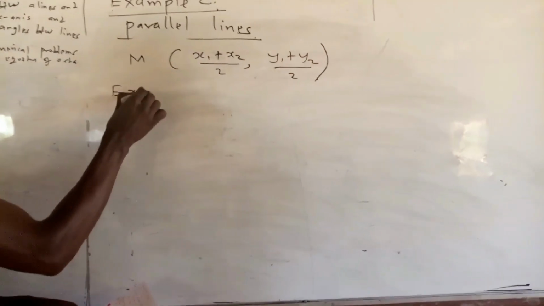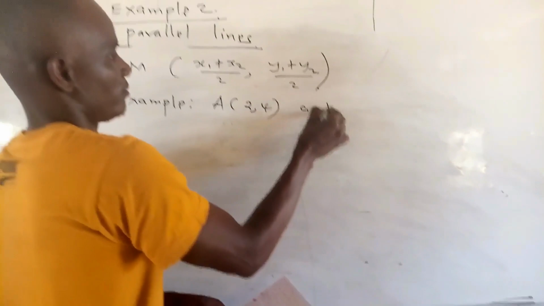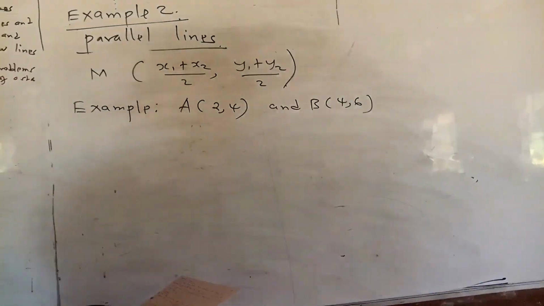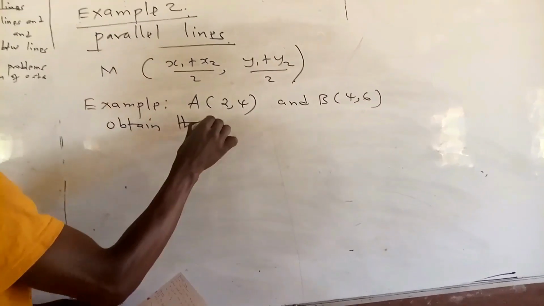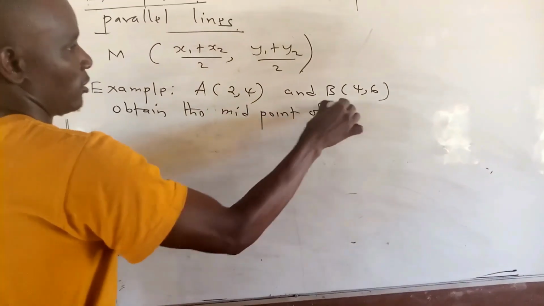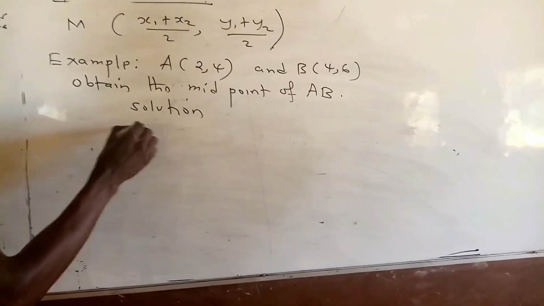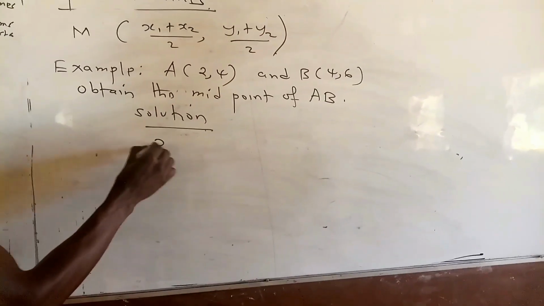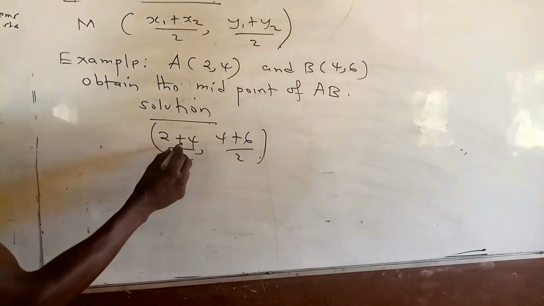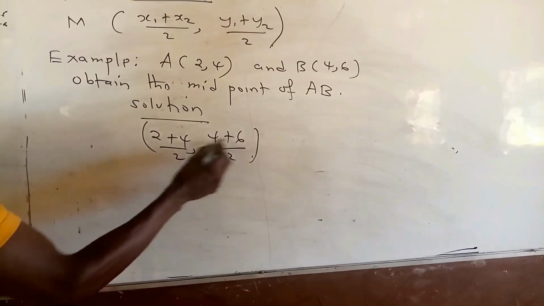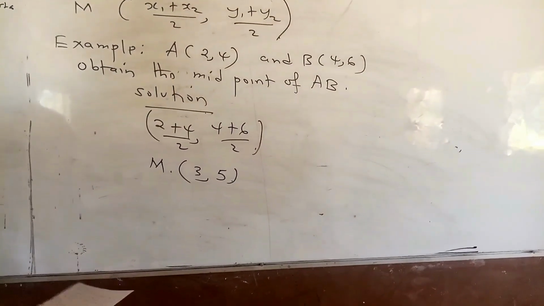So let's look at an example. Let's say A is 2, 4, and B is 4, 6. If you are given those 2 points within a line, and you want to obtain the midpoint of line AB, then the solution will be, from the formula, 2 plus 4 divided by 2, comma 4 plus 6 divided by 2. This one gives us 6, which if you divide by 2, you get 3. This one gives us 10, you divide by 2, you get 5. So our midpoint will be 3, 5 as the coordinate.